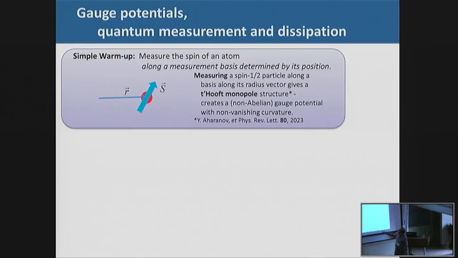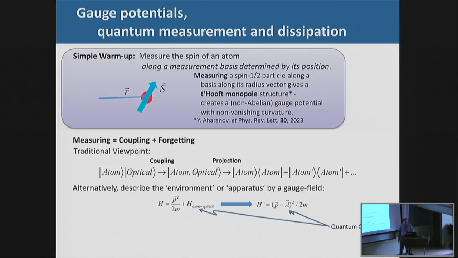So the measurement basis is going to be correlated with where the particle is. If we just do that, if we measure a spin along a basis, along its radius vector, we get a 't-Hooft monopole structure, which is to say that we get a non-trivial gauge potential with a non-vanishing field curvature.